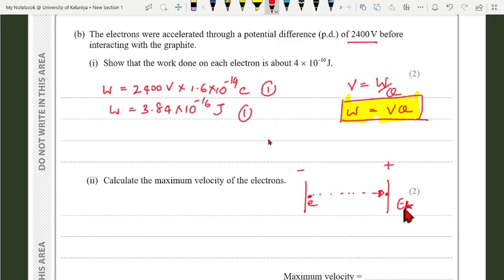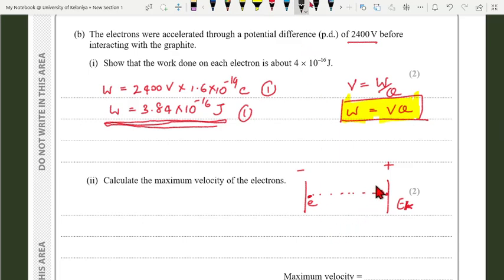kinetic energy which is equal to the potential energy over here, right? Or we can say that is the whole work done. Here we have calculated it. So the kinetic energy is equal to this work done on each electron. Work done by this electric field, I hope you remember these things, right?